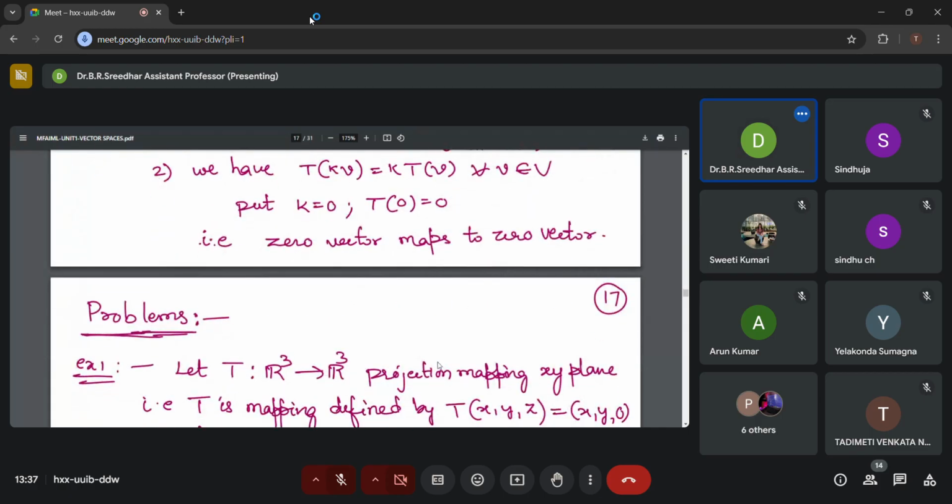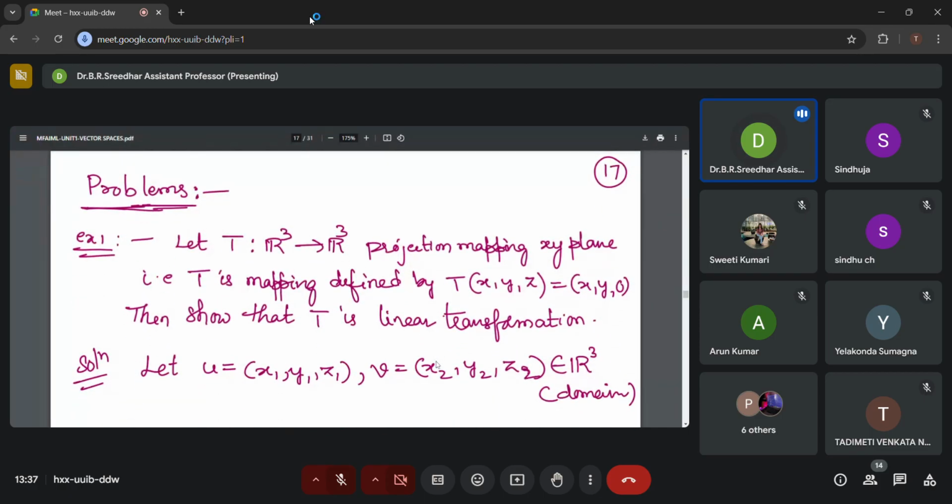Now let me go to one problem to understand this context very clearly, all of you. You see here, T is a transformation from R cube to R cube. That means there are three coordinates in the domain vector space, and there are three coordinates in the codomain vector space. That is the meaning here.